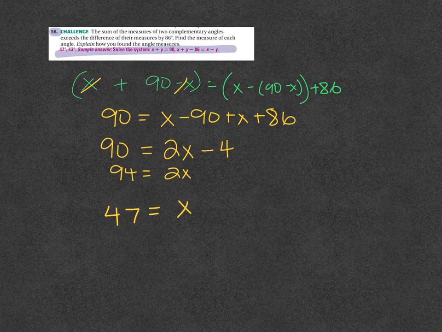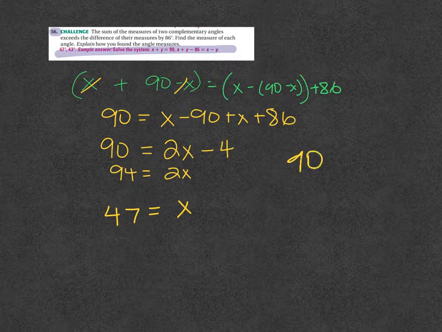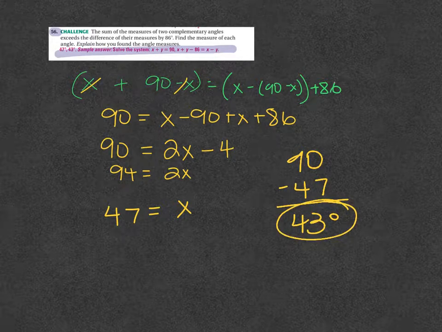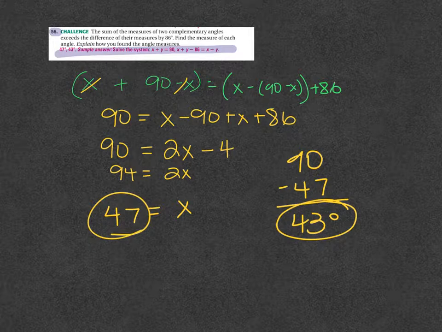And then it says, what's the supplement, right? So 90 minus, not supplement, complement, sorry. And I get 43. And then you can check, like, if I add these two together, because that's the sum, is it going to be 86 more than the difference? So if I add them together, I get 90. And then if I find the difference, it's 4. 4 plus 86 is 90. So you can always check the ones that are set up like this.